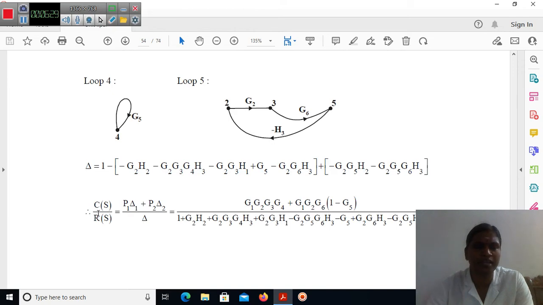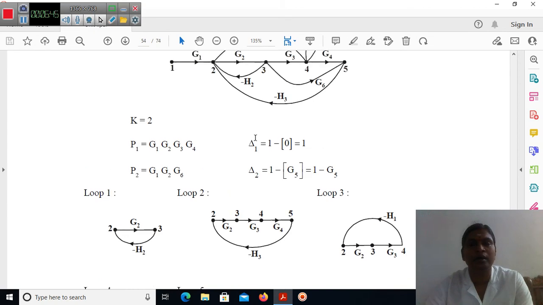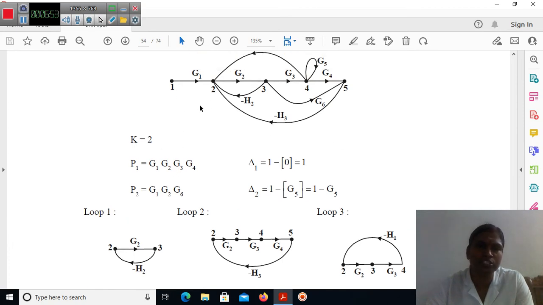From the problem we can find out the transfer function C of s divided by R of s. In this problem k equal to 2, so we can write P1 delta 1 plus P2 delta 2, divided by delta. What is delta 1? For delta 1 we calculate 1 minus the non-touching loops in the forward path. Our forward path is G1, G2, G3, G4, that means a straight line. All the loops are touching the forward path, so that value is 0. We can write 1 minus 0, which is equal to 1.